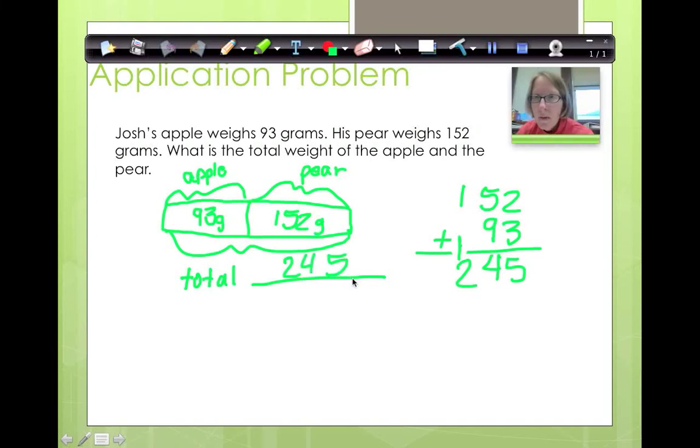Labels. We need labels. It's going to be 245 grams. Okay. Excellent.